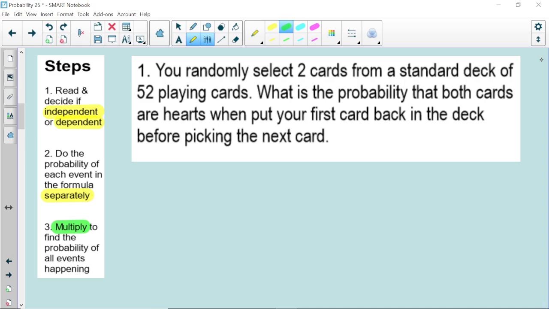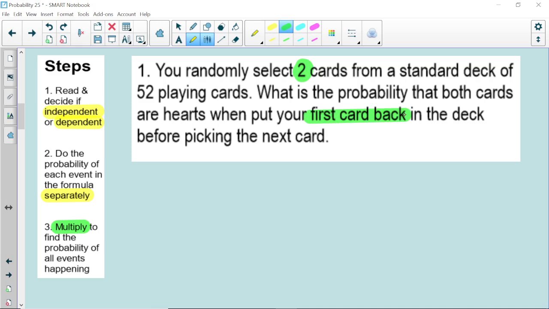All right, so let's take a look at number 1. You randomly select 2 cards. Highlight that. 2 cards from a standard deck of 52 playing cards. So we have 2 events here. We're picking 1 card, and then we're picking a second card. 2 different events. What's the probability that both cards are hearts when you put the first card back in the deck before picking the next card?